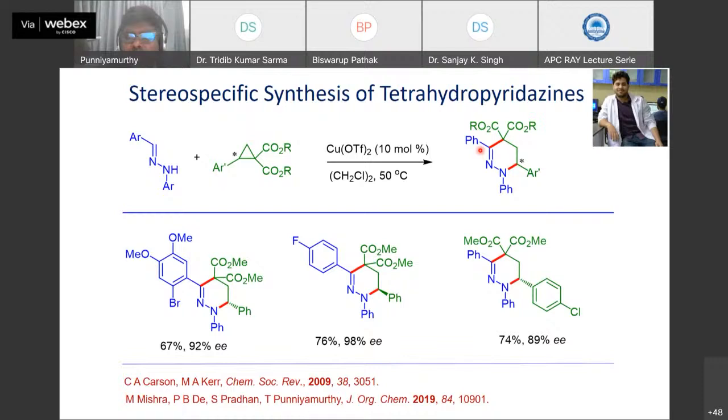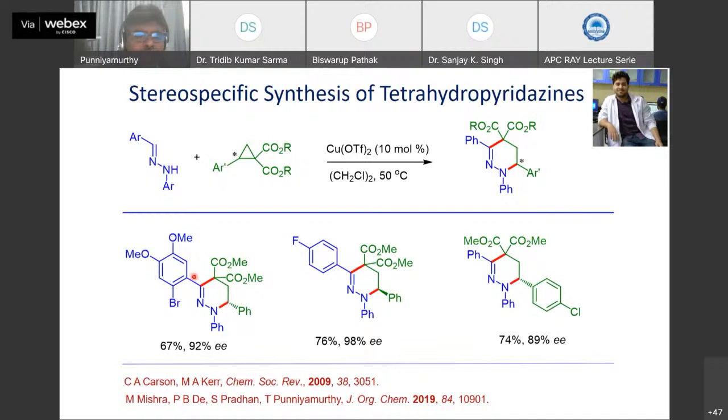Here you form both the nitrogen-carbon and carbon-carbon bonds in one pot, in a concerted way. You first form the ring-opened product, then it undergoes cyclization, and in this way you form these compounds. If you use the chiral cyclopropane, you can preserve the enantioselectivity. In other words, the reaction is stereospecific. You can get more than 92% enantiomeric purity, and the opening takes place via an SN2 process.